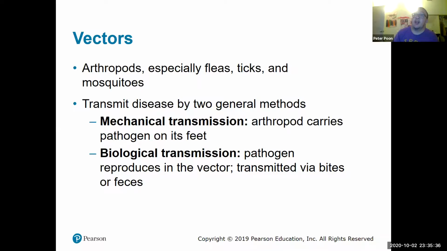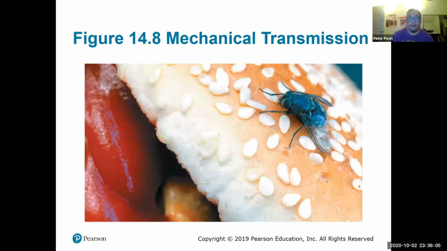Mechanical transmission: a fly lands on a pile of poop, and then lands on your food and you eat the food, as long as there's no reproduction. A fly can eat the bacteria, then puke on your food. That would also be mechanical transmission. And yes, flies puke up their food every time they want to eat new food.